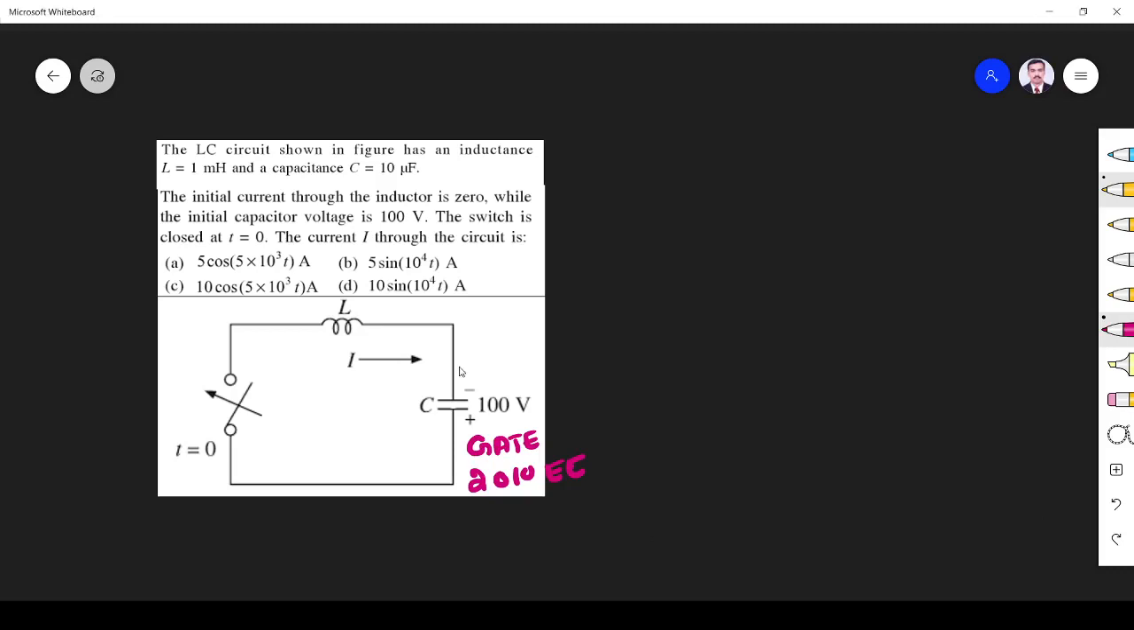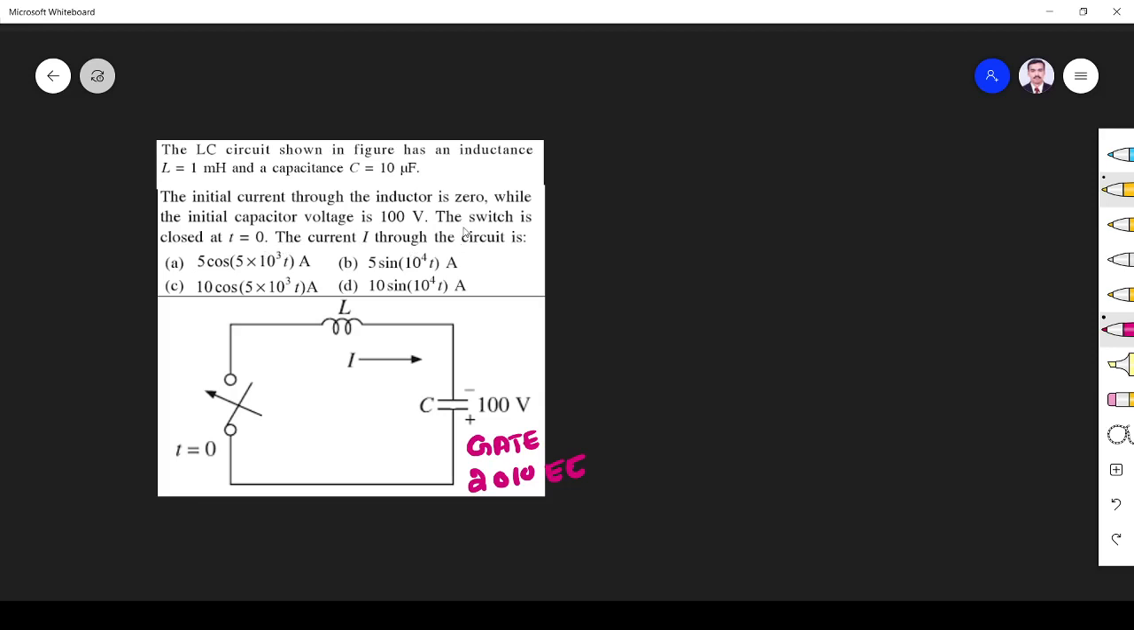Hi friends, in this video let us solve a circuit related problem asked in GATE 2010 EEE paper. The question is, the LC circuit shown in figure has an inductance of L 1 millihenry and a capacitance C 10 microfarad. The initial current through the inductor is 0, while the initial capacitor voltage is 100 volt. The switch is closed at t is equal to 0.